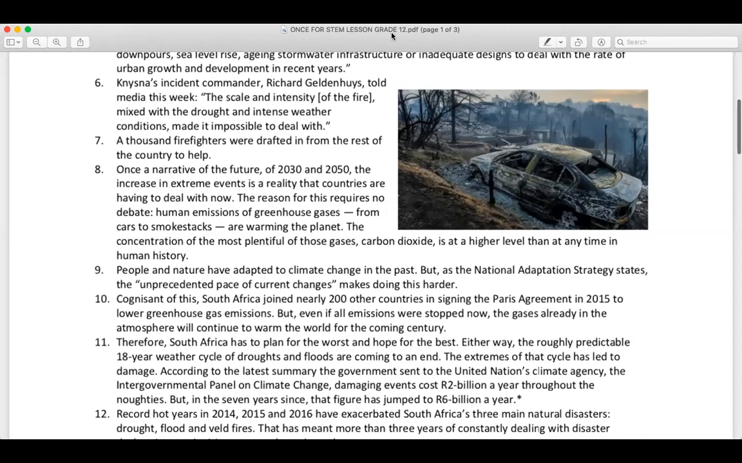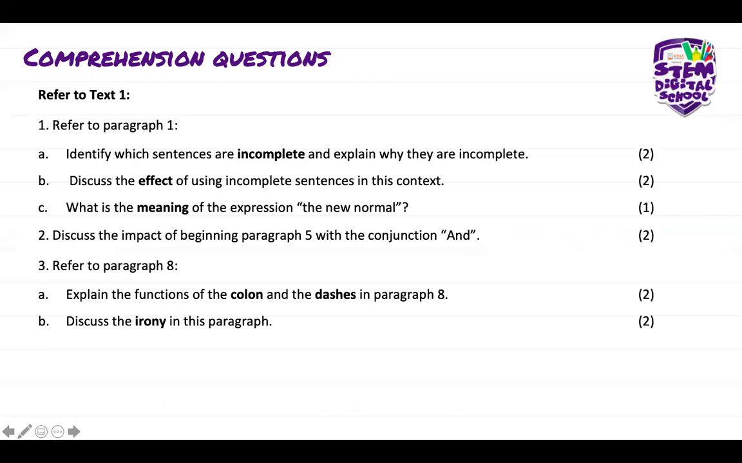What were the questions again? The questions were very simple. Explain the functions of the colon and the dashes in paragraph 8 and discuss the irony in this paragraph. Okay, so I've highlighted that right there. But also what's important is the discussion of the irony in this paragraph.